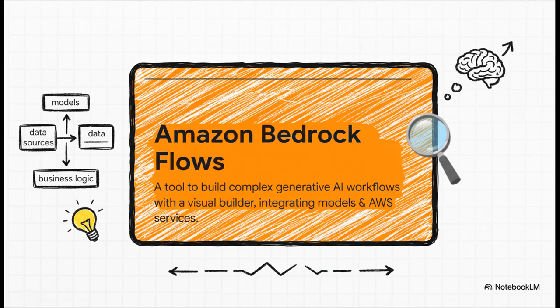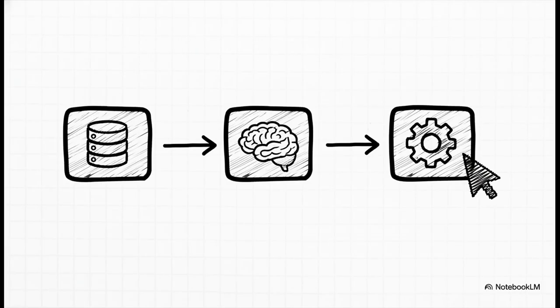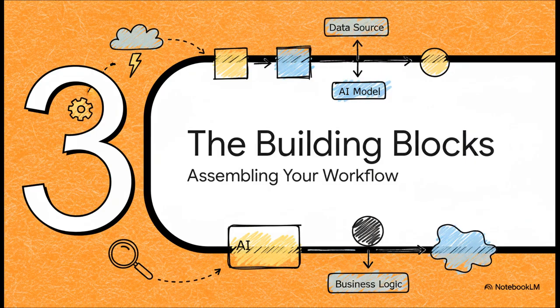Basically, it lets you connect all those different parts of your app without having to write endless pages of tedious boilerplate code. Yeah, the best way to picture it is like a smart flowchart for your AI. Instead of getting lost in lines and lines of code just to handle API calls and move data around, you're literally just dragging and dropping boxes to map out the entire logic. It's a huge shift. Okay, so how does this all actually work under the hood? Let's break it down and look at the actual building blocks of Bedrock Flows.